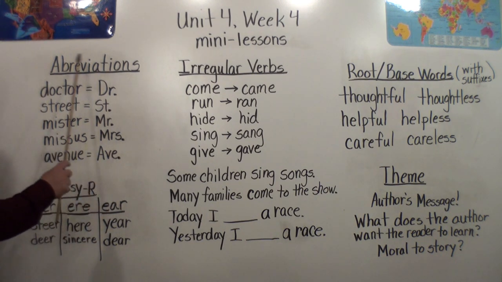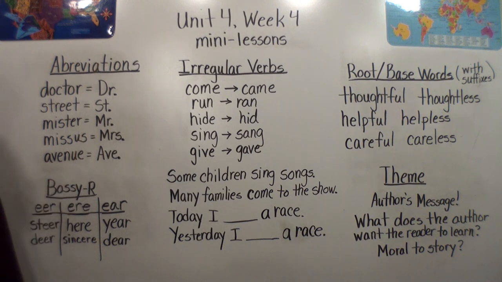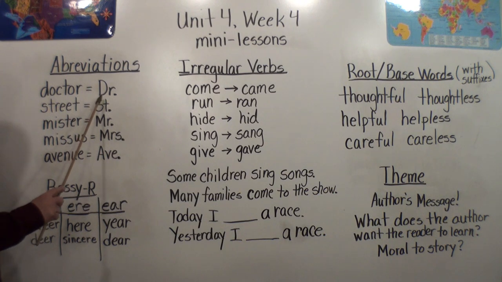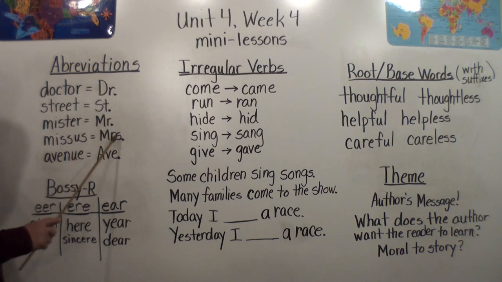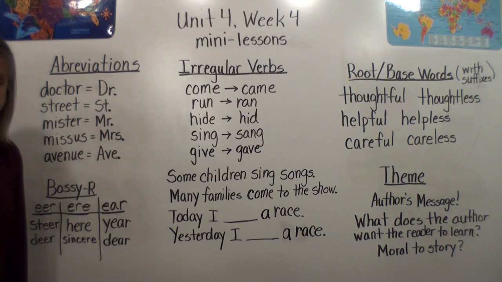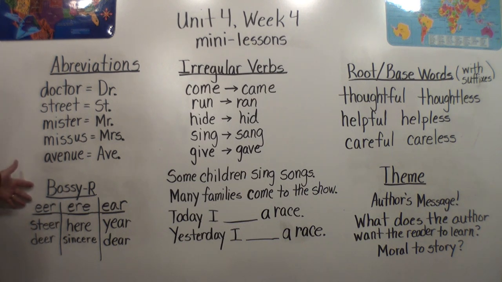So, talk about abbreviations with your parents, all right? Remember, it's a way of shortening a word, and we always put a capital letter, and then lowercase letters, and then a period. All right, let's go to bossy R.